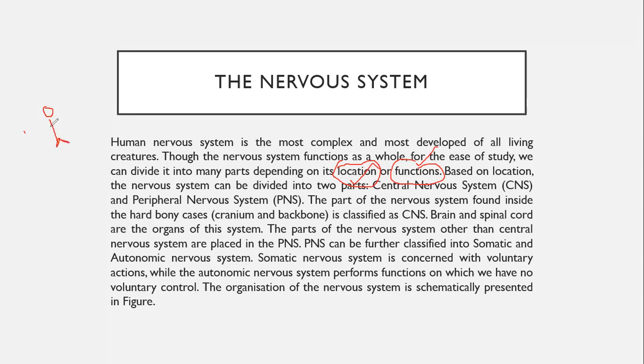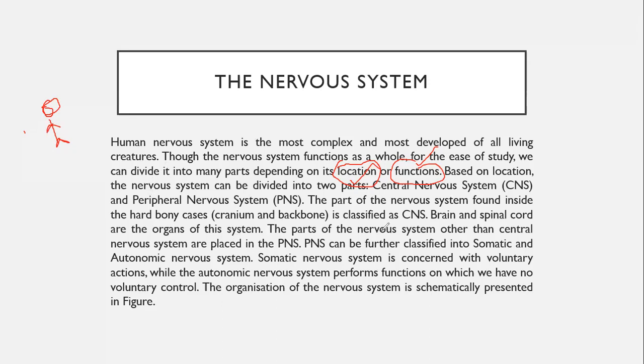The central nervous system, how is it located? The part of the nervous system found inside hard bony cases, the cranium and backbone, is classified as the central nervous system. Cranium is the skull, and the backside is the spinal cord. So these are the two parts which come under the central nervous system. Brain and spinal cord are the organs of the system, which you have already seen in the earlier slide.